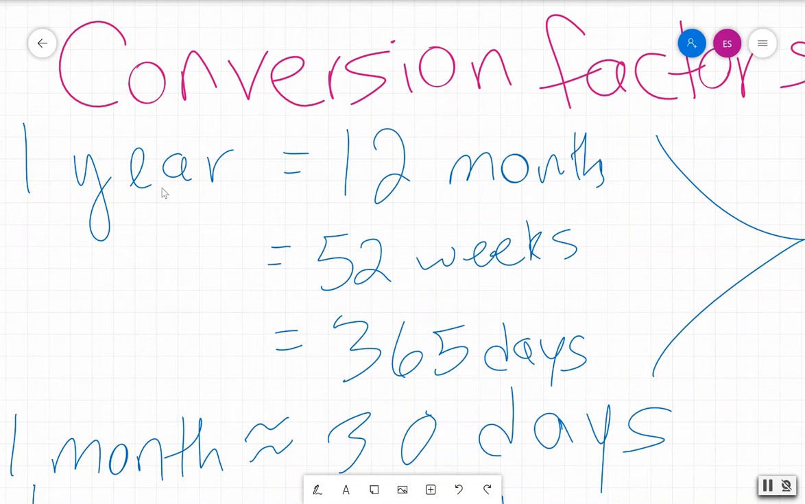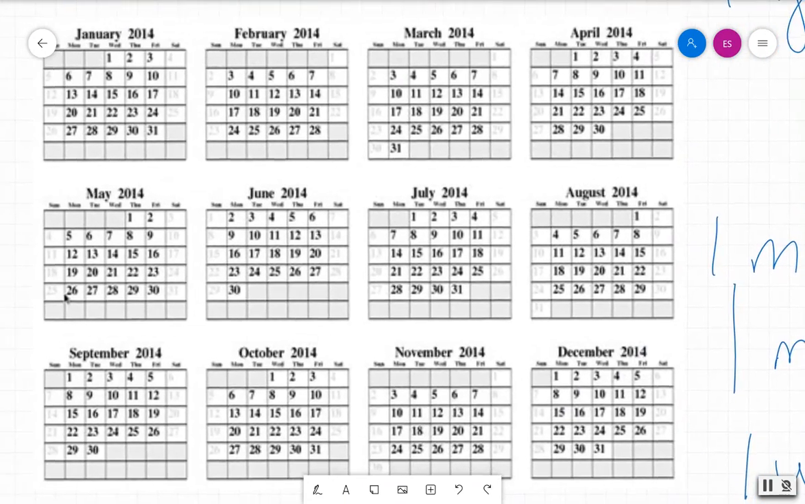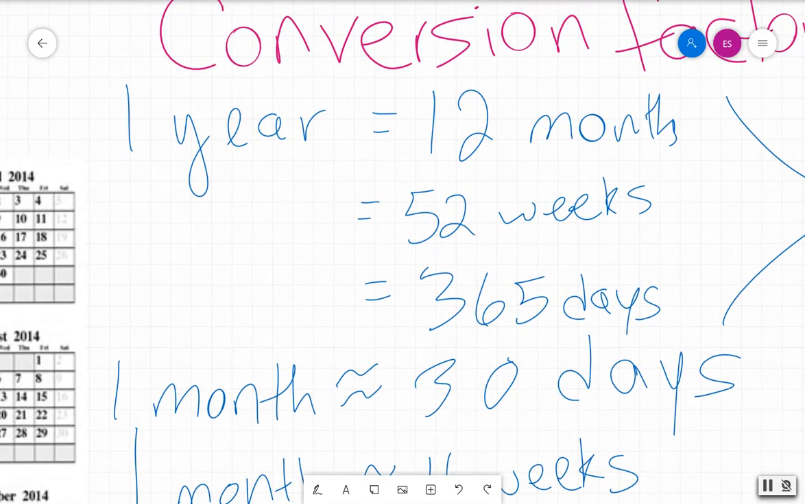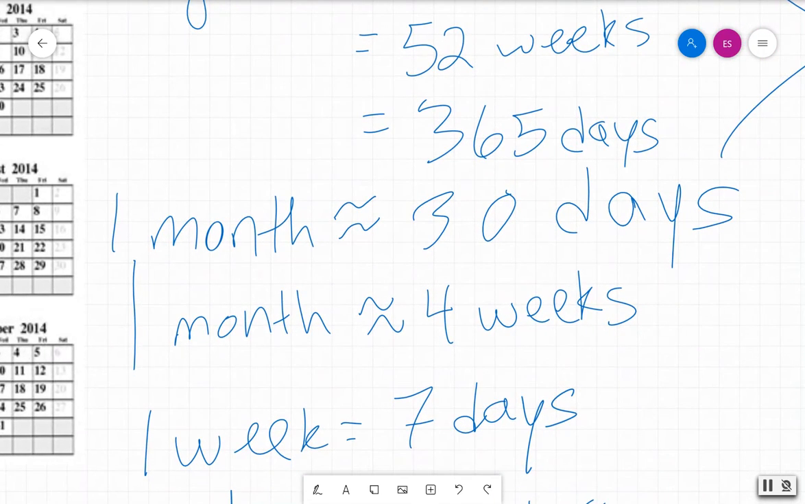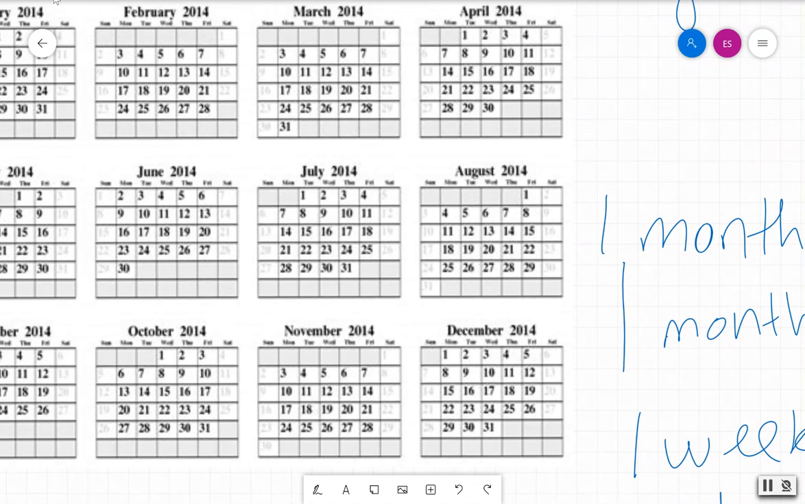So for example, in 1 year, there are 12 months. You're probably pretty aware of this already. If I counted up all the months on the calendar, there would be 12 of them. There are also 52 weeks and 365 days in every year. In every month, there are about 30 days. We know from experience that that's not true of every month.